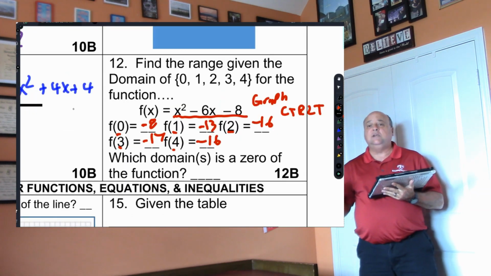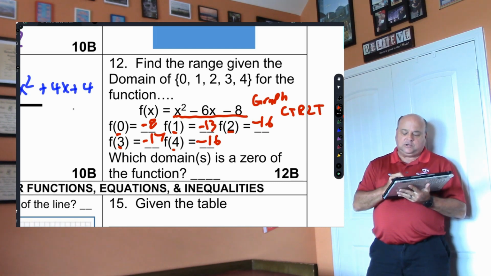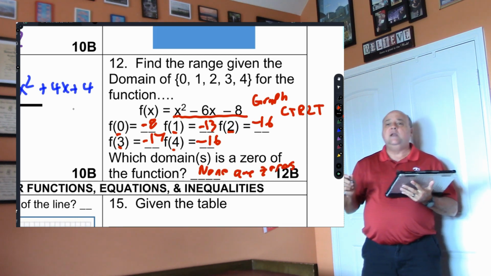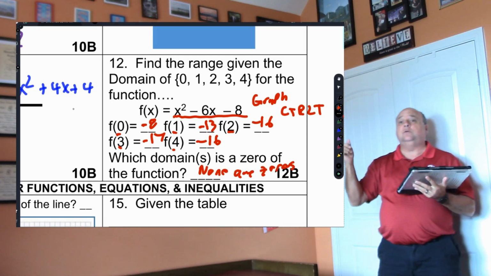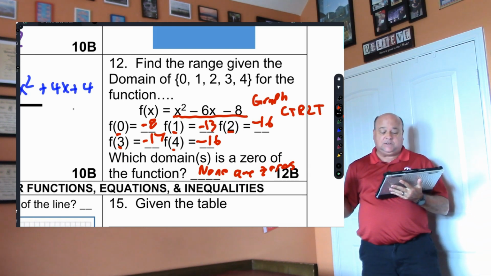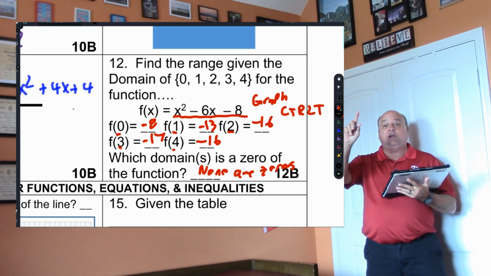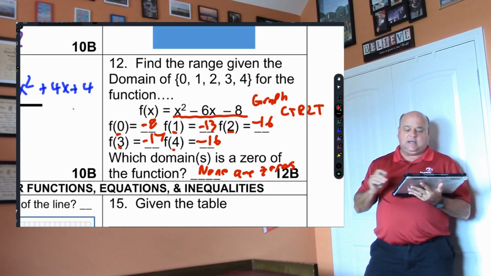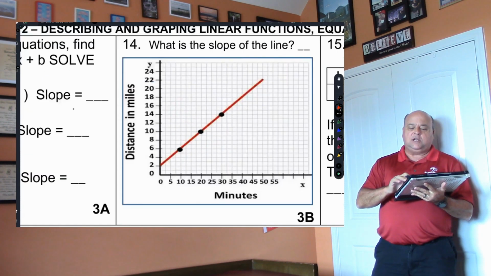Notice there are no zeros in here yet, are there? Okay, so we do not have a 0. So right now, none are zeros. So none of these inputs output a 0, so we don't have an x-intercept or a 0 in the graph here. But we're just graphing, hitting Control T, and writing down our answers from the table. Let's go to number 13.